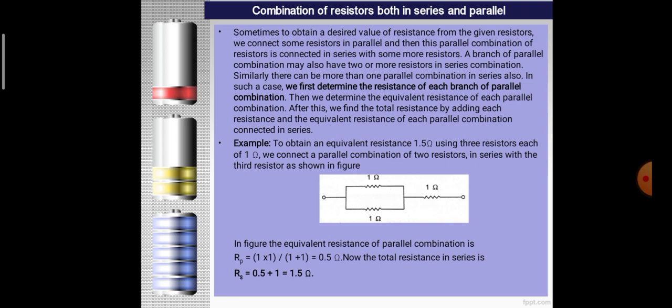Look at the diagram. To obtain an equivalent resistance of 1.5 ohm using three resistors of 1 ohm each, we connect a parallel combination of two resistors in series with a third resistor as shown. In the figure, the equivalent resistance of the parallel combination Rp is, since they are 1 ohm each, R1 into R2 divided by R1 plus R2, that is 1 into 1 divided by 1 plus 1, which is 0.5 ohm. Now the total resistance in series will be R is equal to R1 plus R2, that is the effective resistance 0.5 plus 1 ohm, which is 1.5 ohms.